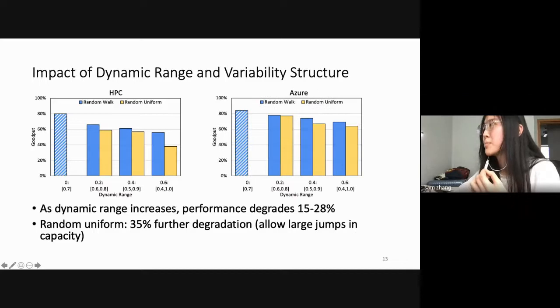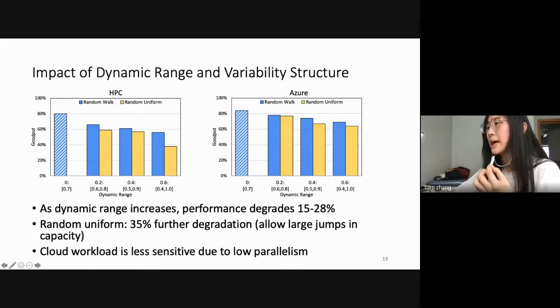Now if we put the Azure Microsoft cloud workload in, comparing side by side with the HPC workload, we can see that the cloud workload is less sensitive in terms of degradation because it has lower parallelism.